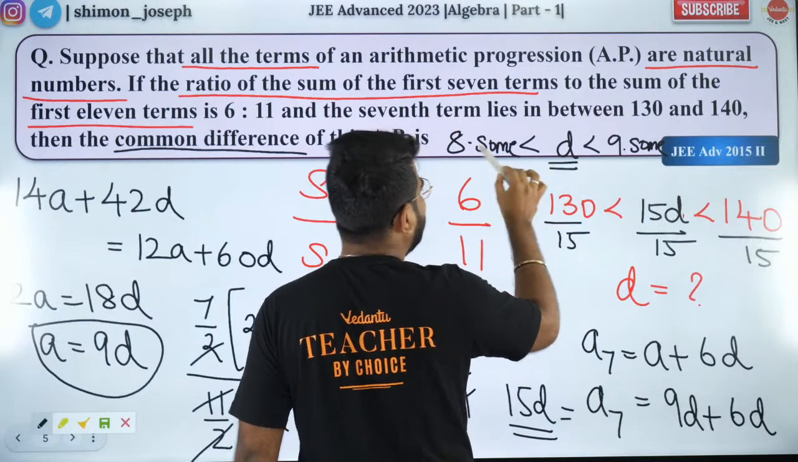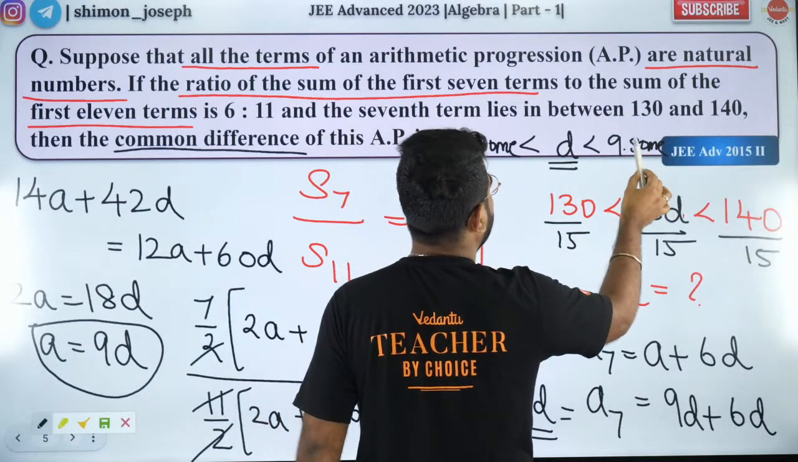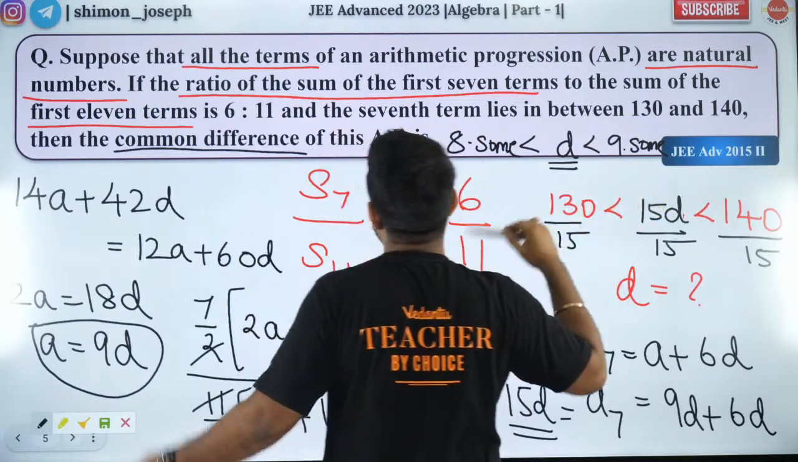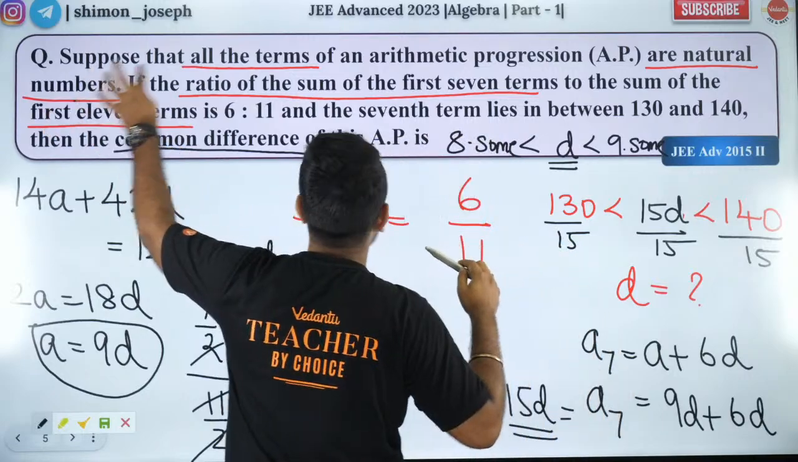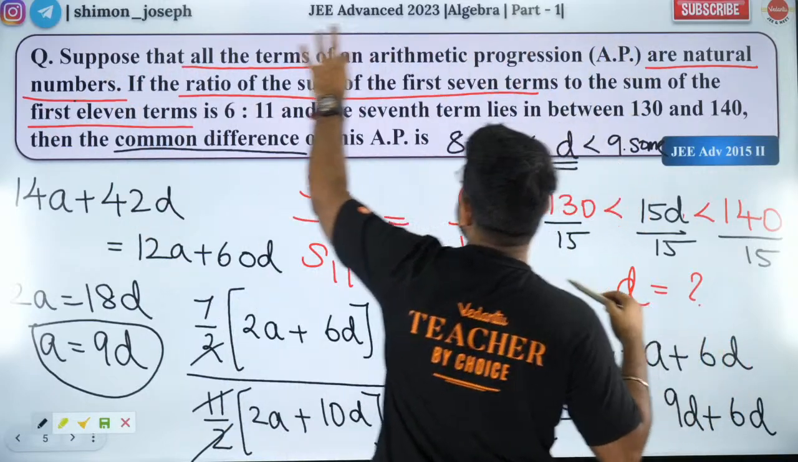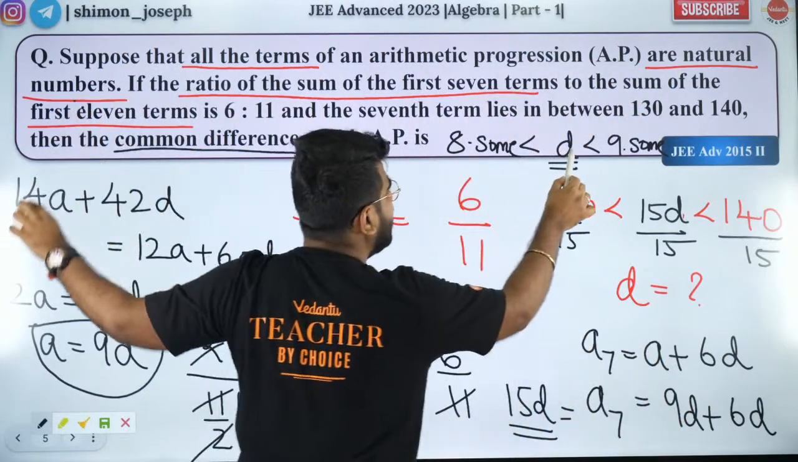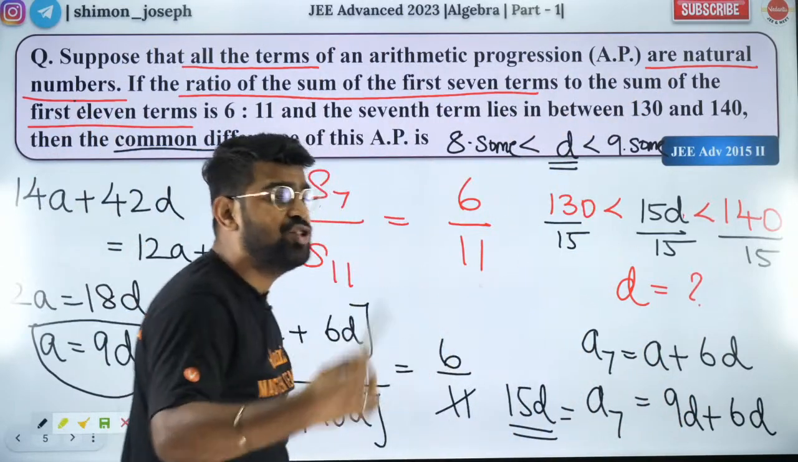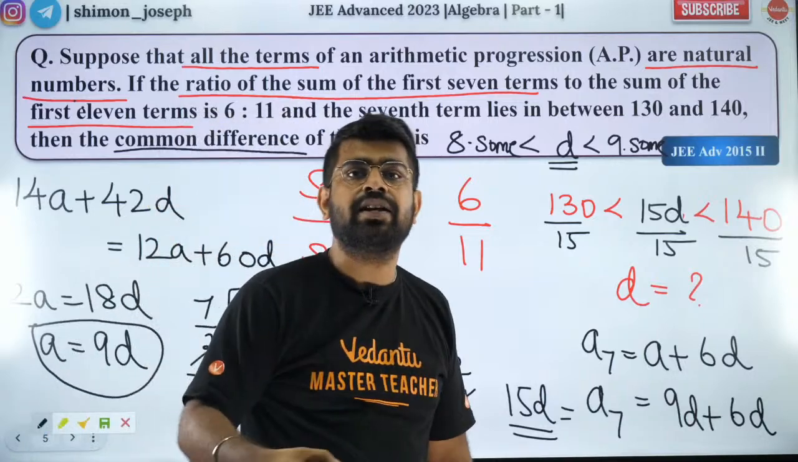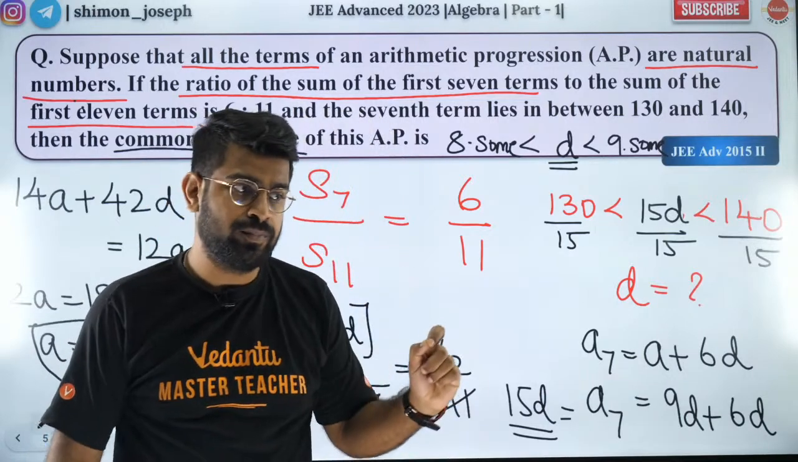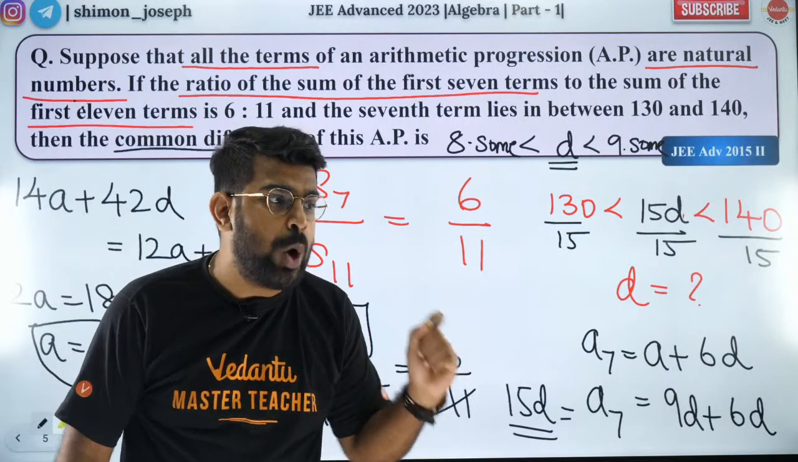So d lies between 8 point something and 9 point something, and d has to be a natural number because all the terms in the AP are natural numbers. So your common difference also should be a natural number, or at least an integer. So the answer is 9. The answer is 9. Did you all like it?